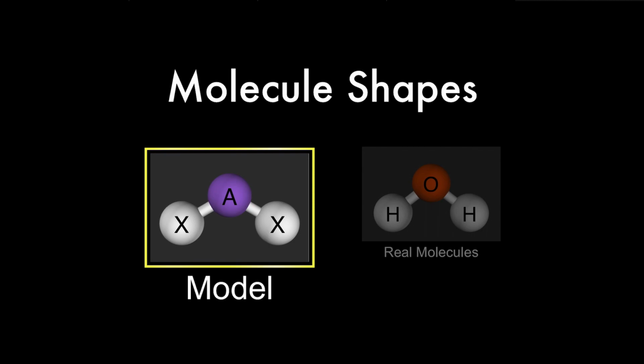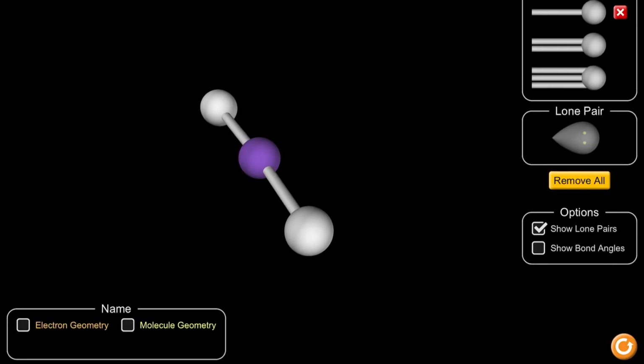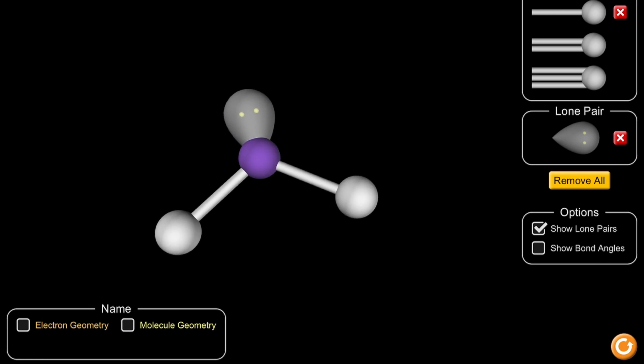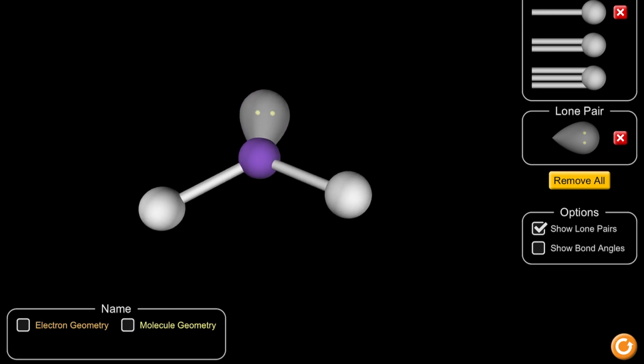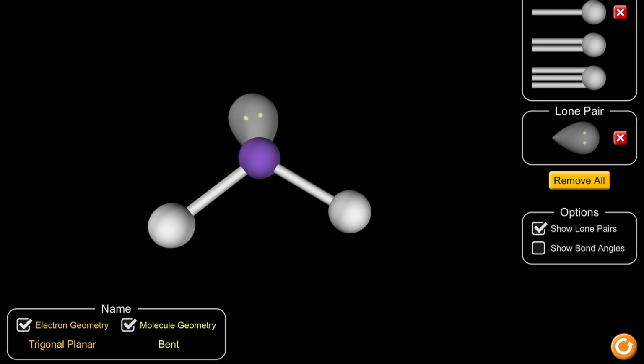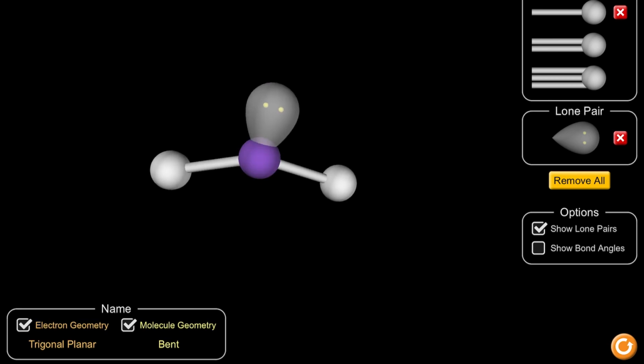Okay, just now we have seen that selenium oxide has two bonding pairs, the same as what is shown here, and then we know that we have one lone pair. Then you can go to the bottom left-hand side. You can see the electron geometry is trigonal planar, and the molecular geometry is bent. Again, you can use this simulation for your revision.